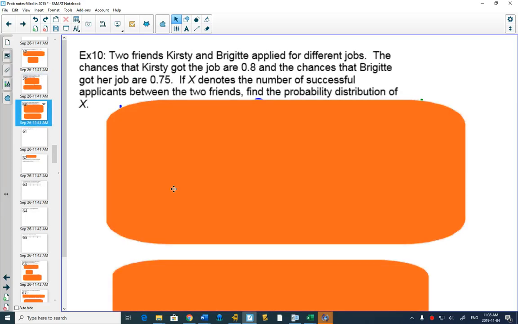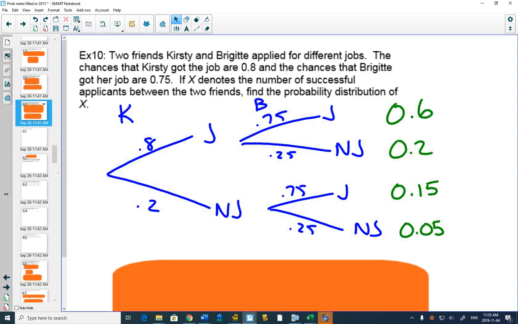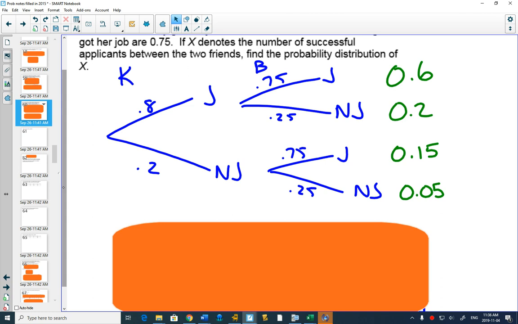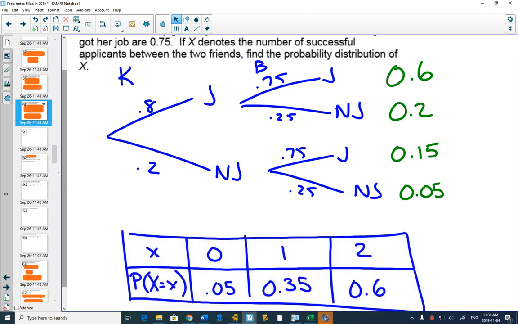Again, we have a situation. So we set it up with a tree diagram. First, starting with Kirsty. She could get job or no job. And then Bridget. Job or no job, job or no job. These are interdependent events. Let X denote the number of successful applicants. So in your probability distribution chart, you could have no success. One of them got a job. Both of them got a job.